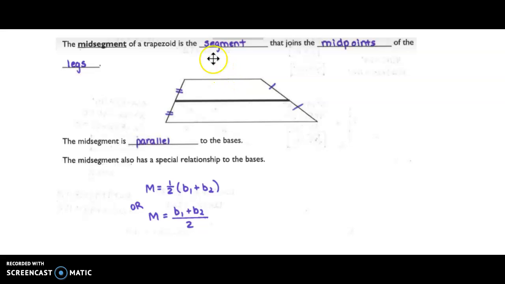The midsegment of a trapezoid is the segment that joins the midpoints of the legs. So on this left leg, this midpoint, and on the right side, this midpoint, if you were to connect those, that's called the midsegment. The midsegment is parallel to both the top and the bottom bases, and it has a special relationship in terms of the measurement. The measure of the midsegment is the average of the two bases. The midsegment is equal to B1 plus B2 divided by 2. That's going to be important to know.